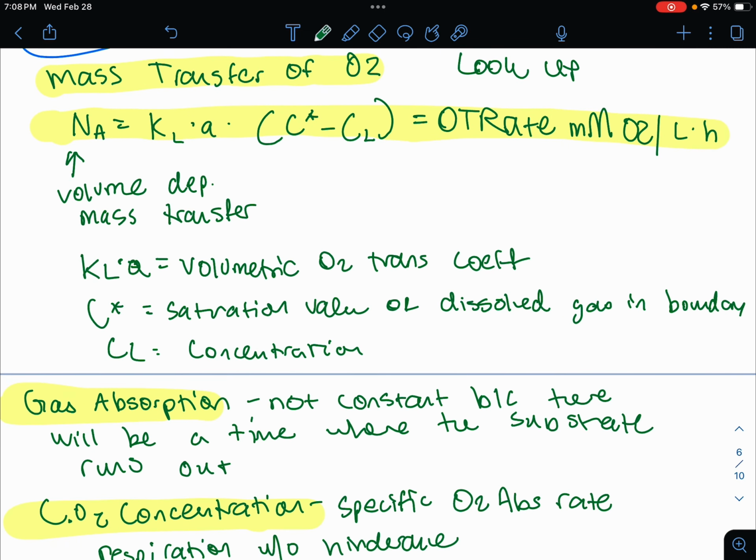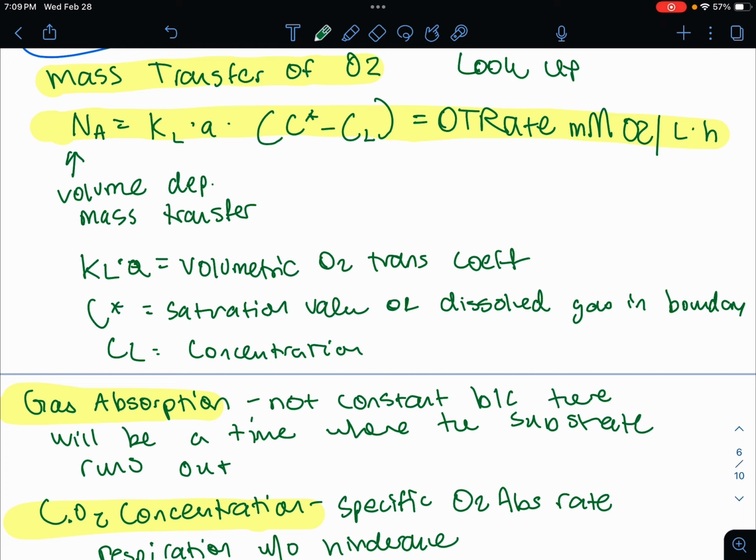Let's look at the mass transfer of oxygen. Here we go, another equation. The mass transfer of oxygen is characterized by N_A equals K_L times A times (C* minus C_L), in parentheses. And that's going to equal the OTR, also known as the oxygen transfer rate, in millimolar O2 divided by liter times hour.